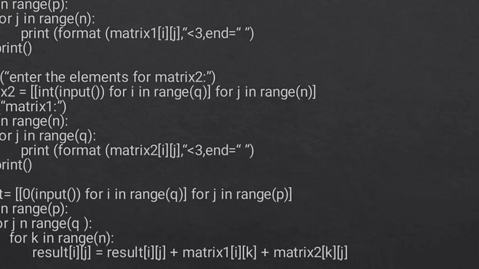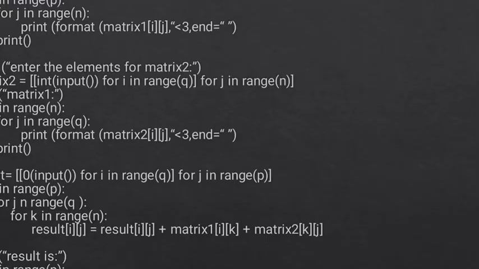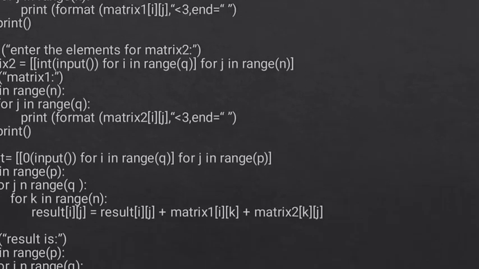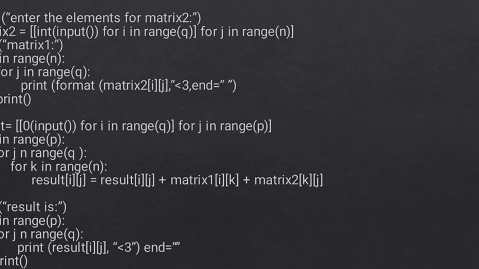I'm sorry, that's a typing error. Okay, and then we have for i in range n, where n is the number of rows of the second matrix, and q is the number of columns of the second matrix. So then we have print format matrix 2 ij, in a similar way as for matrix 1. So here we will get the second matrix, and then we have to store the multiplication in a result.